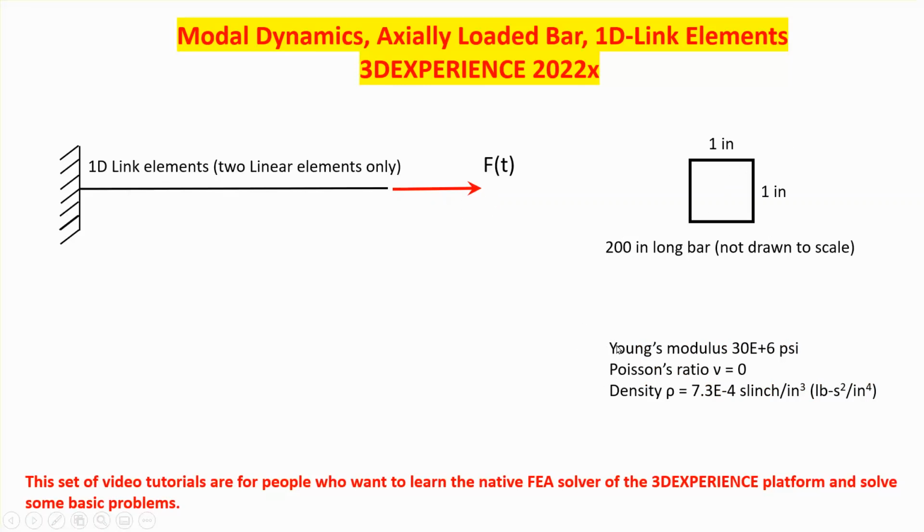And the standard steel property for Young's modulus is used. And I'm assuming that Poisson ratio is 0, although you can use any other value, including 0.29 or 0.3, which is representative of steel properties. And because we are talking about the dynamic problem, the density is also given. It's here, and its units is in slinch per inch cube.